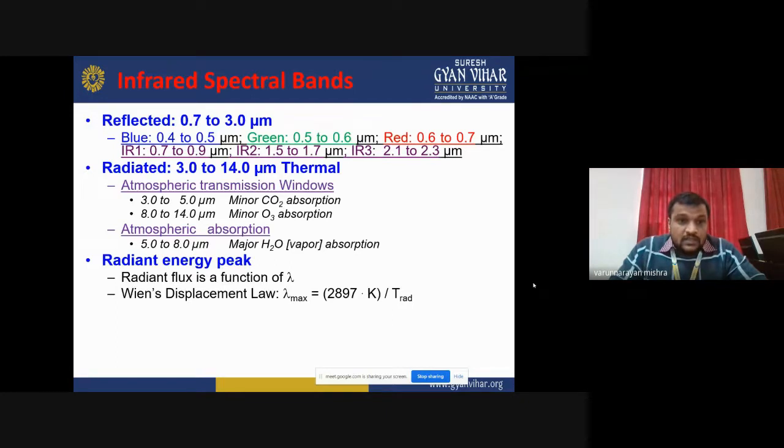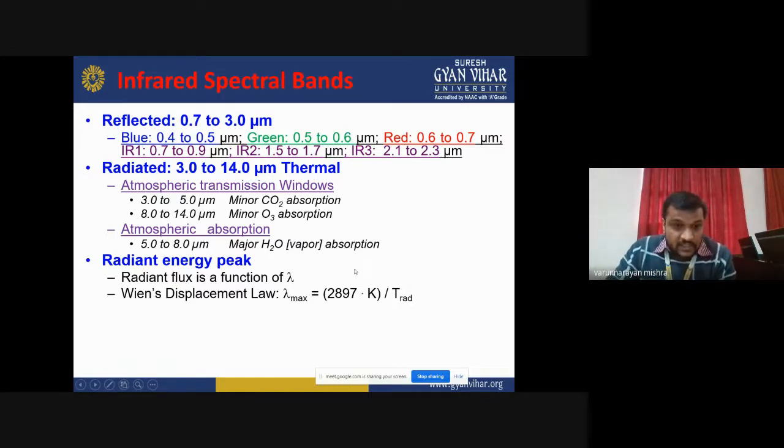Okay, these are the spectral bands used for the remote sensing process. The reflected portion of the electromagnetic spectrum ranges from 0.7 to 3 micrometers. It comprises the blue, green, and red spectrum. Then there are the thermal bands, a wavelength interval between 3 to 14 micrometers, which is the energy that is left after absorption by atmospheric gases and particles.